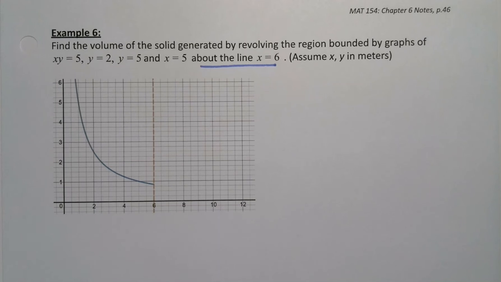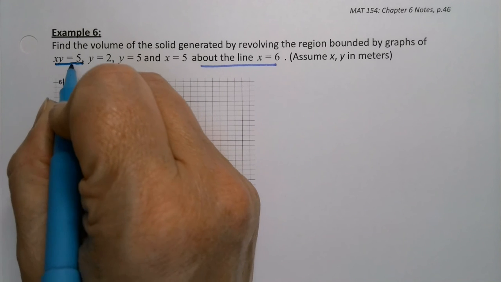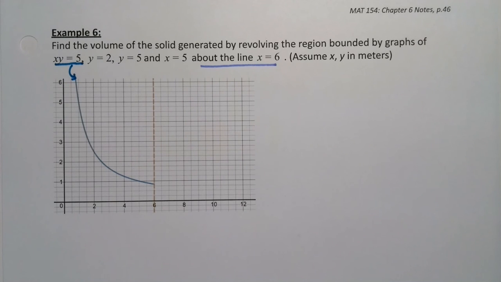Before we leave behind the washer method, we want to do one more problem that kicks it up a notch in terms of difficulty. We want to find the volume of a solid generated by revolving the region bounded by the graphs xy equals 5. Okay, so xy equals 5 is this curve right here. It's solved implicitly as opposed to explicitly. So xy equals 5, y equals 2, y equals 5, and x equals 5, about the line x equals 6.